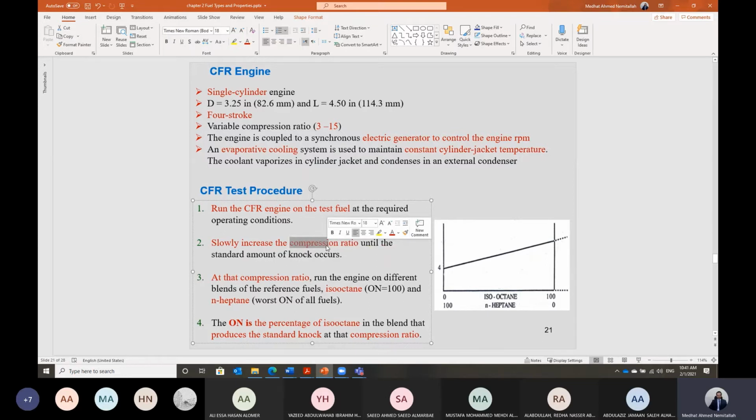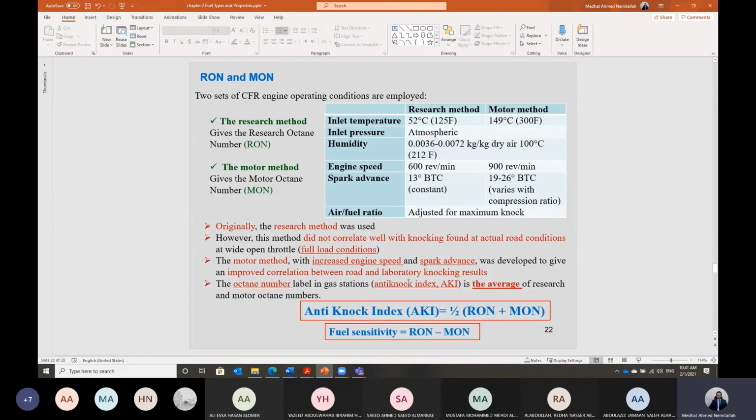So I will record this compression ratio, and I will run the engine with different mixtures of isooctane plus N-heptane that will result in the same amount of knock at the same compression ratio. Then the octane number of the fuel will be represented by the percentage of the isooctane in this fuel mixture that resulted in the same amount of knock at the same compression ratio. Okay, those are the test conditions under which we calculate the octane number of the given fuel.